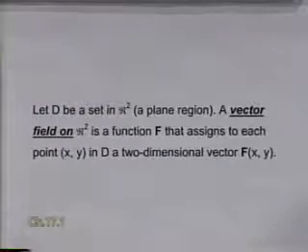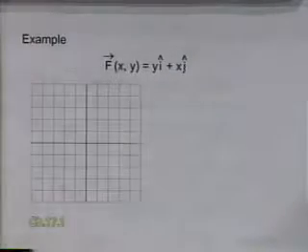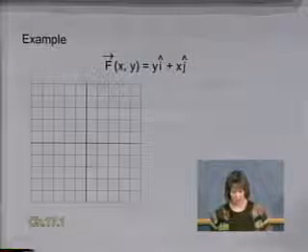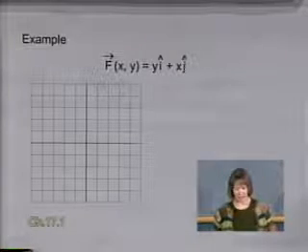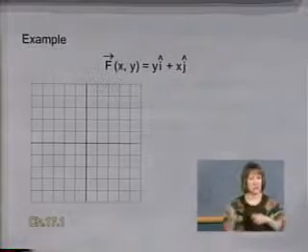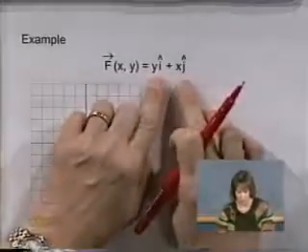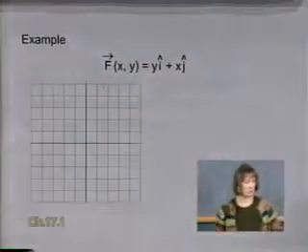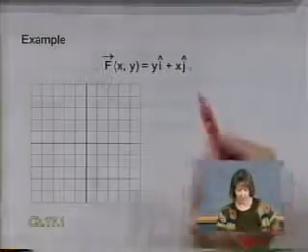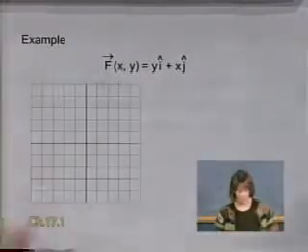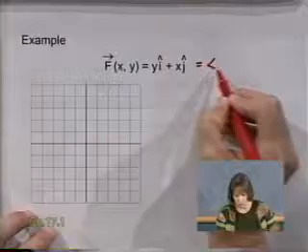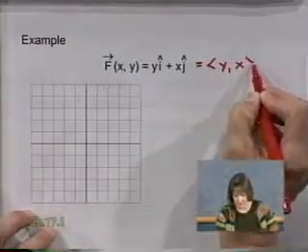be a two-dimensional vector. So as an example, here's the function f of xy equals y times i plus x times j. You can write the output of your vector by using i and j, your unit vectors, or you also could write it in vector form as y comma x.